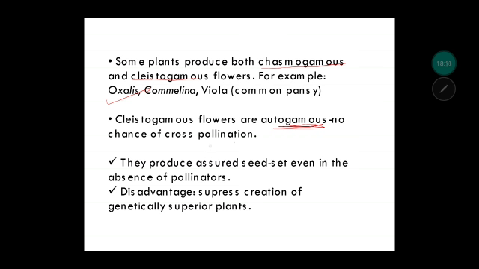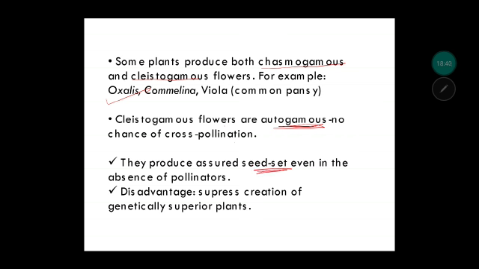Why are we saying this? Because clistogamous flowers are such flowers which will never open up. Means they will be closed. So if they are closed, what will be there? The male gamete of that same plant is going to fuse with the female gamete of the same plant. The male or female gamete of different plants cannot fuse. That is why there is no chance of cross-pollination. And they will produce assured seed set.